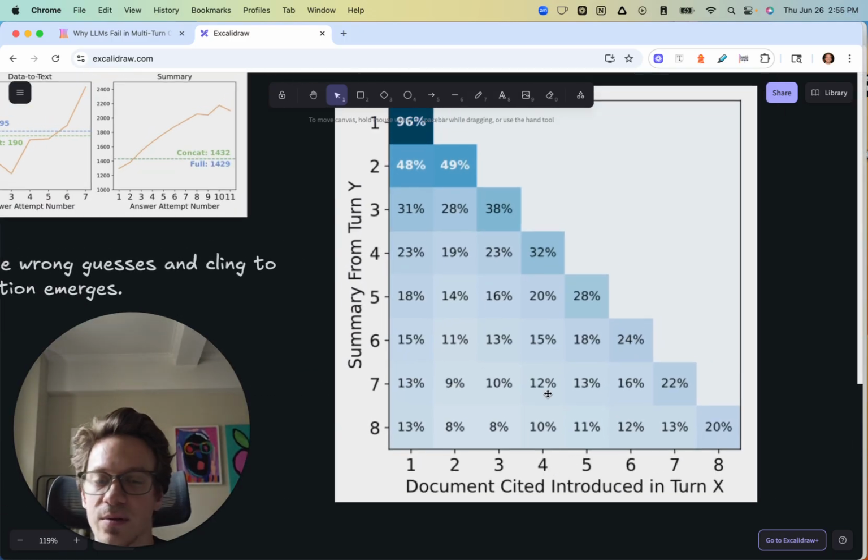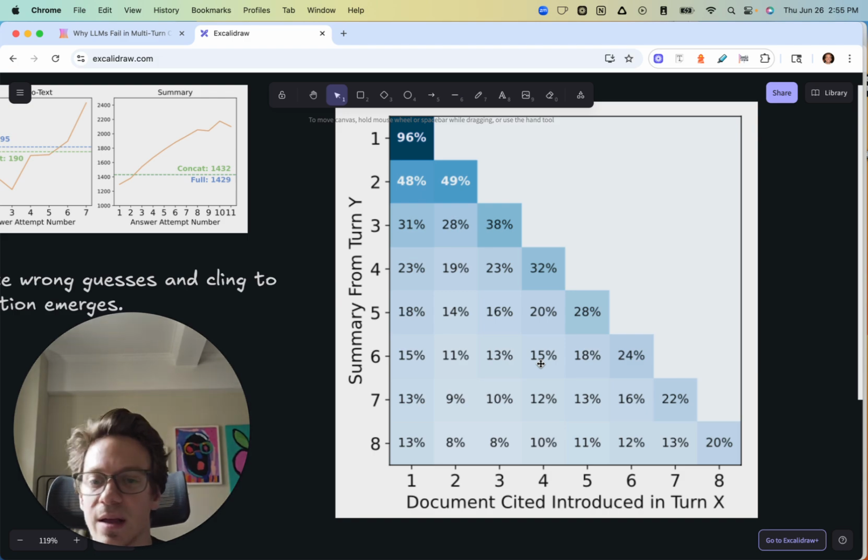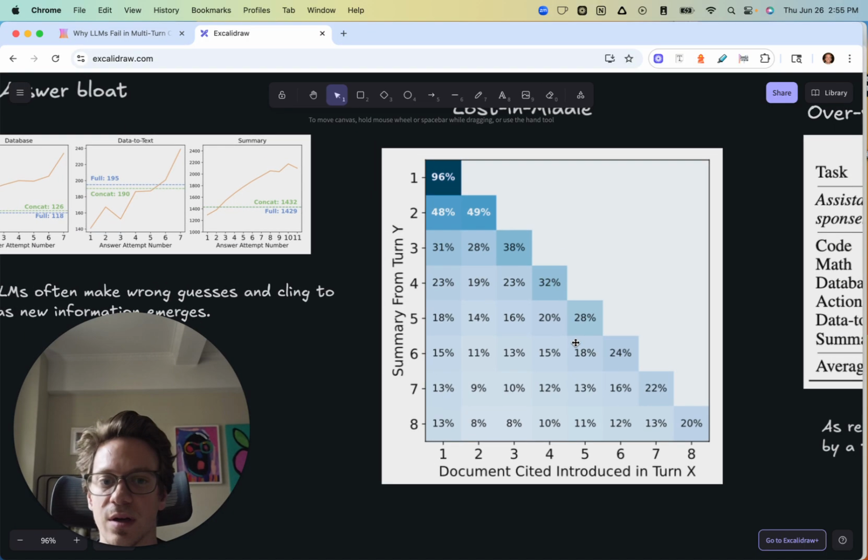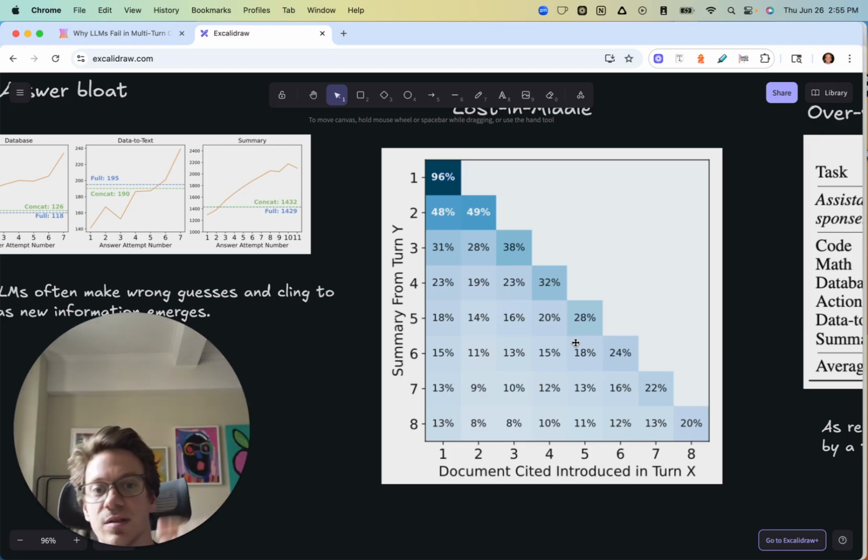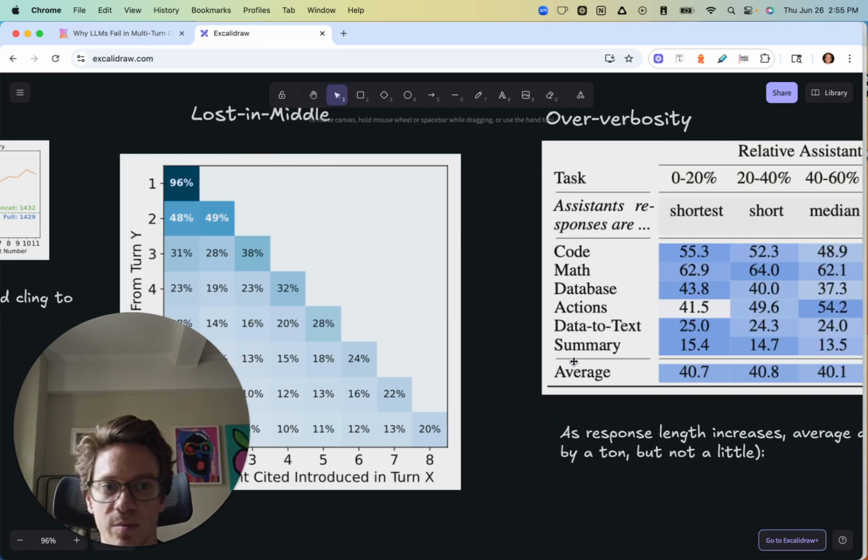We have lost in the middle. It's pretty well known that LLMs will remember the first part and the last part more so. And so the longer the turn in conversation, the more there is to forget in the middle, decreasing performance.